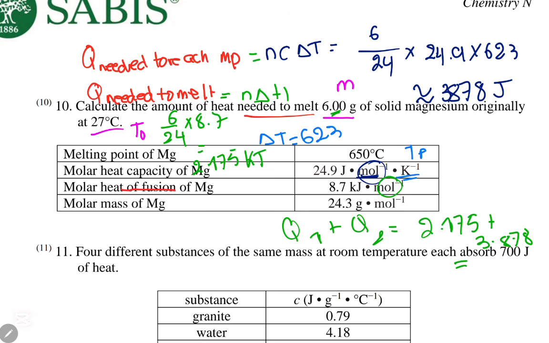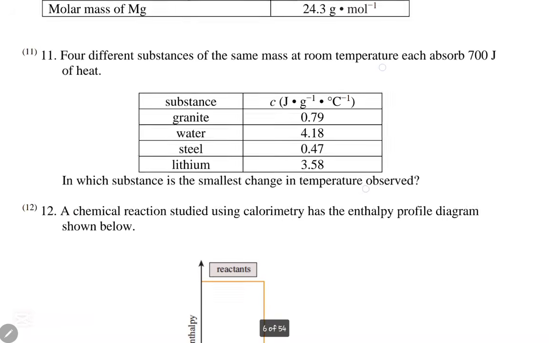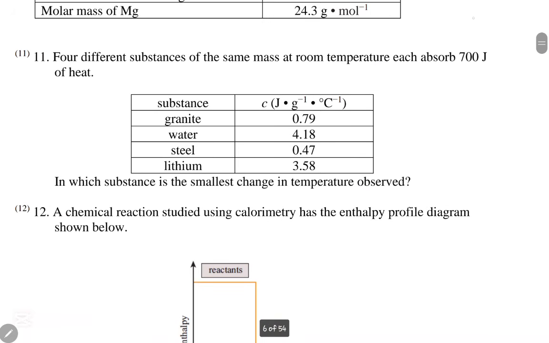So that's going to be 6.05 kilojoules, okay? We're going to move on to question number 11. What does it say in question number 11? Four different substances of the same mass at room temperature each absorb 700 joules of heat.